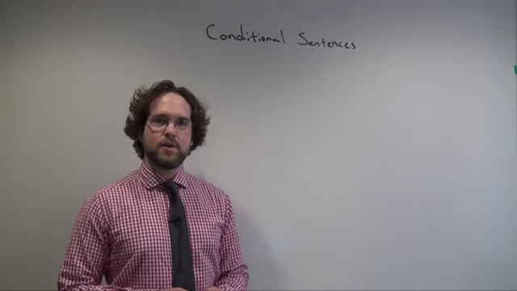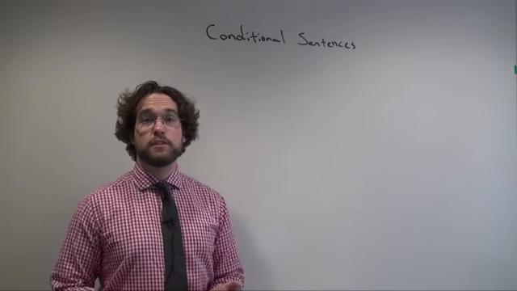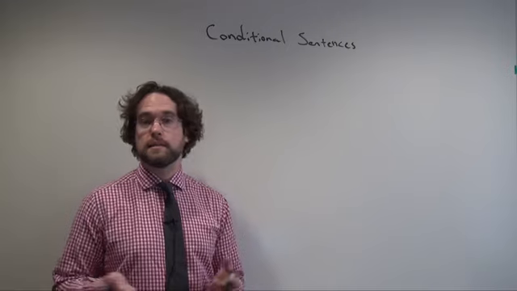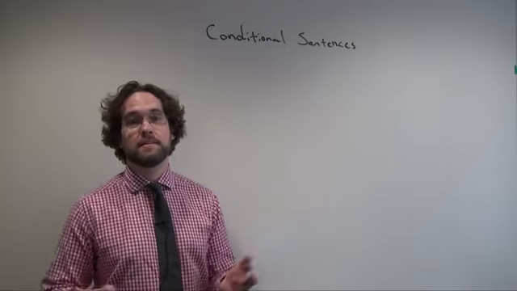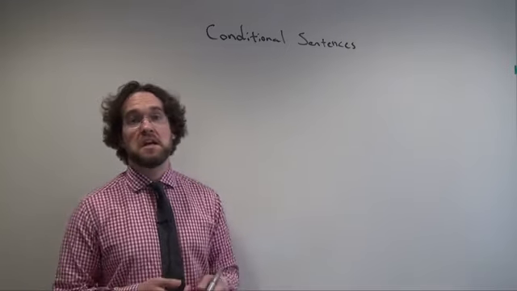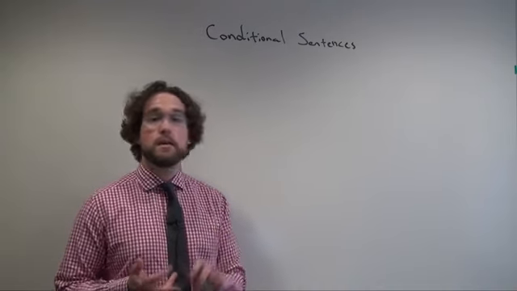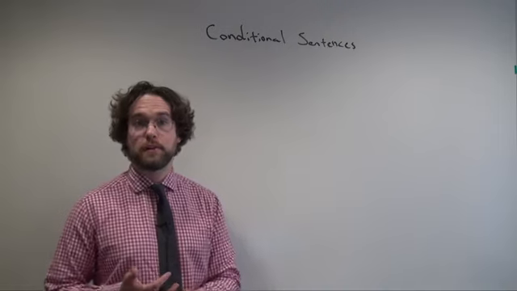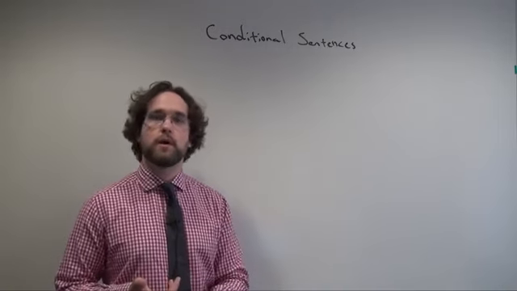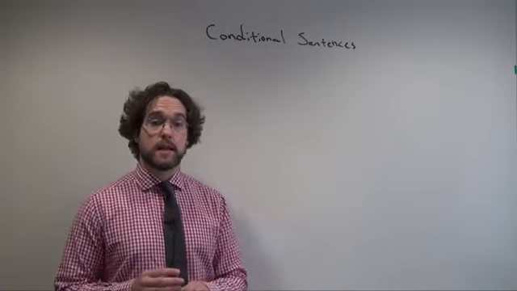Ahlan wa sahlan. Right now we're going to talk about how to form conditional sentences in Arabic, sentences that allow us to express the ideas of possibility. If X, then Y. First, we're going to talk about how to express these ideas in MSA, Al-Fusha, Modern Standard Arabic, and then we're going to talk a little bit about how we can use them in dialects.